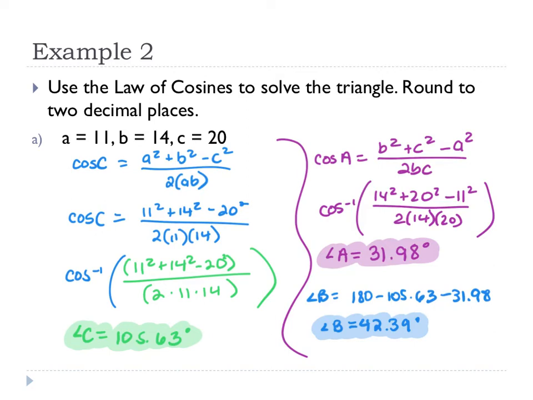So again, in your answer section on your quiz, if you could list them alphabetically, it makes it easier for me, okay? But you would list those 3 angles.